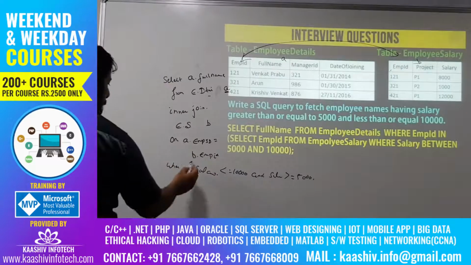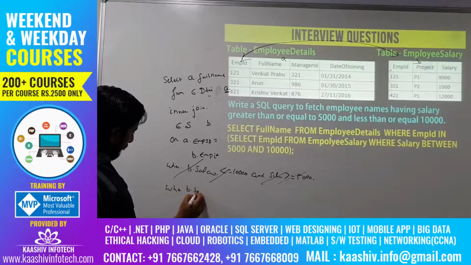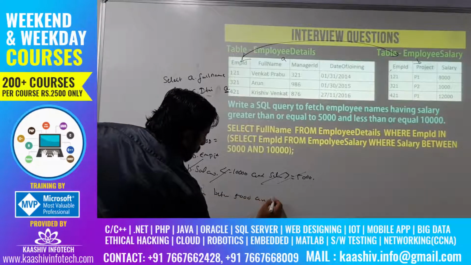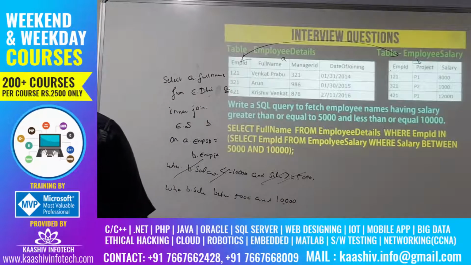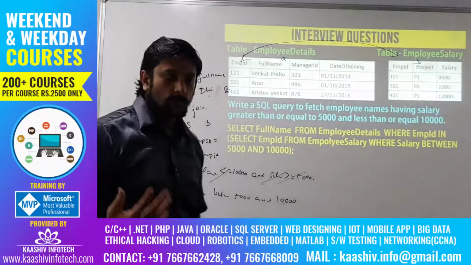The fourth way is, instead of this one, we can have where B dot salary between 5,000 and 10,000. This is another way of writing the query. So this is how for a single question I got four different answers. Let's move on to the next question.